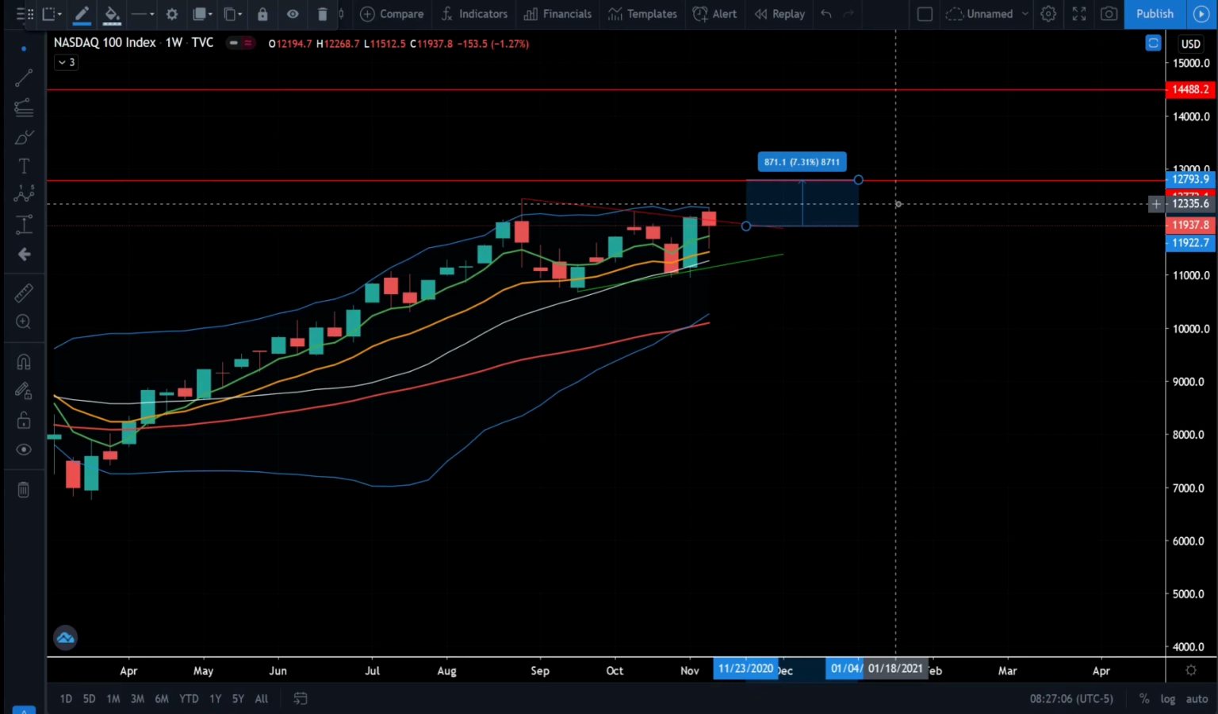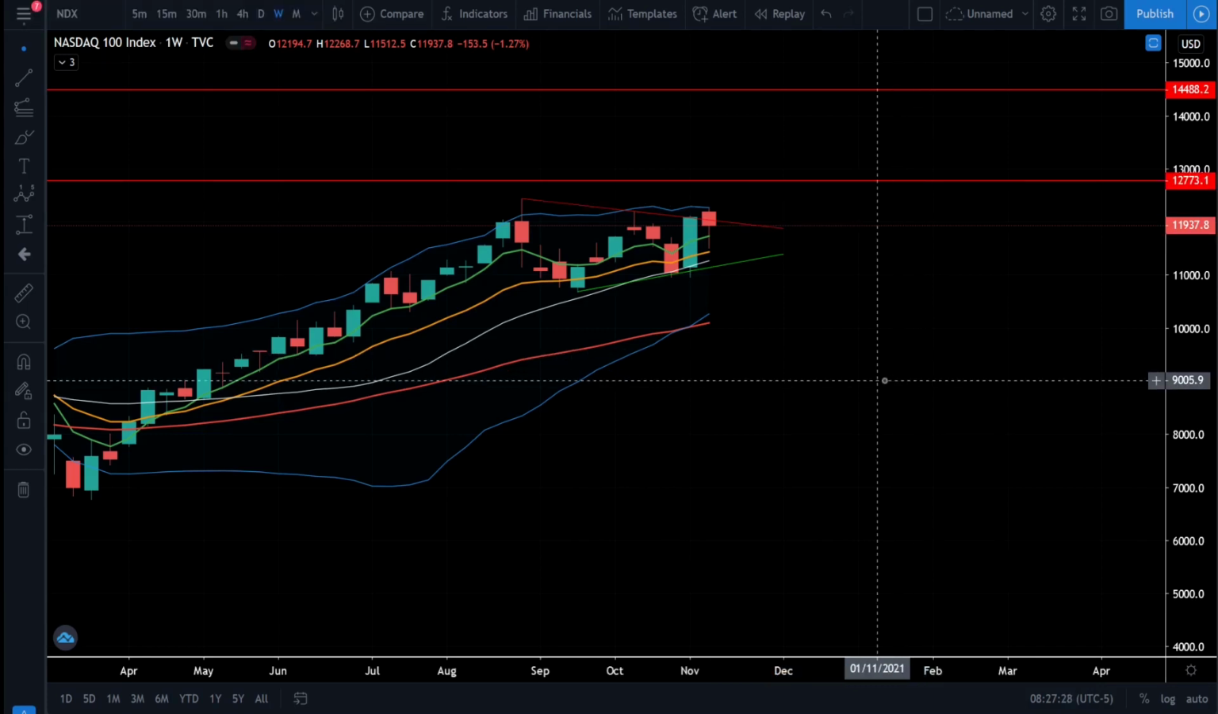After the melt up's over, we could see a significant correction, but we're just going to play it day by day. Remember, this is macro level speculation that we're looking at, and none of this has to happen the way I'm saying it. It's just a possibility the way I'm seeing the charts from the weekly and monthly level that we're going to see this melt up scenario play out.